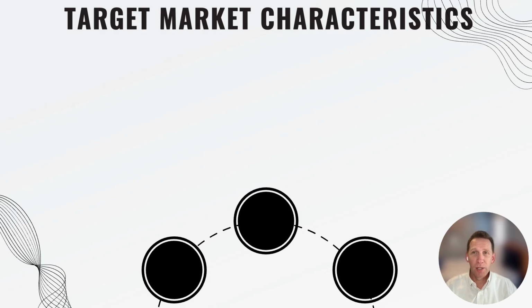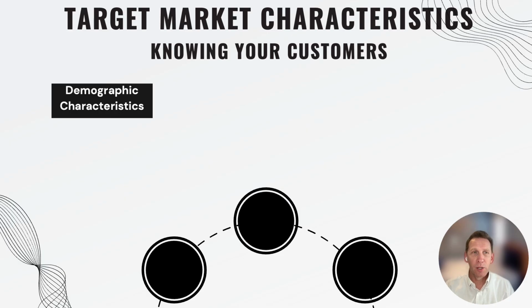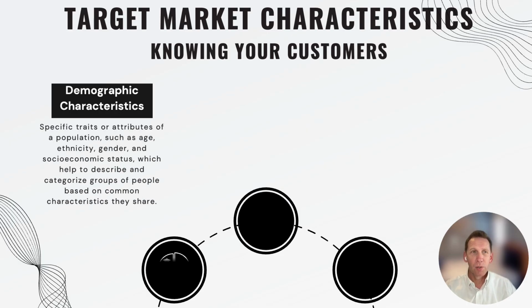So of course, it's all designed to know your customers and understand those target market characteristics. Part of this is understanding your demographic characteristics. This is part of knowing your target market. So demographic characteristics are specific traits or attributes of a population, such as age, ethnicity, gender, and socioeconomic status, which help to describe and categorize groups of people based on common characteristics that they share.